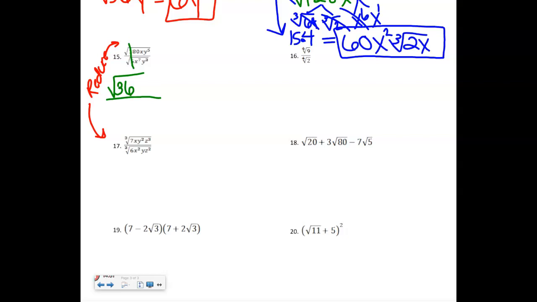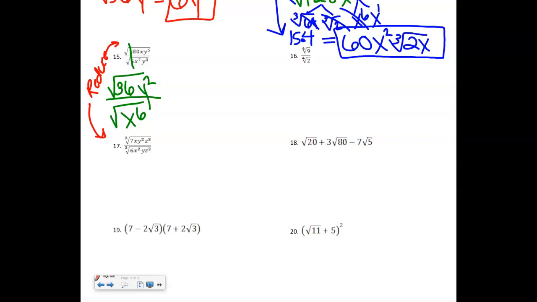My x's, again like we did on the front, I'm going to subtract them. I have more on bottom. So when I take 7 minus 1, I'm going to be left with x to the 6th. My y's, I have 5 on top, 3 on bottom, so when I subtract those, I'm going to have y squared.